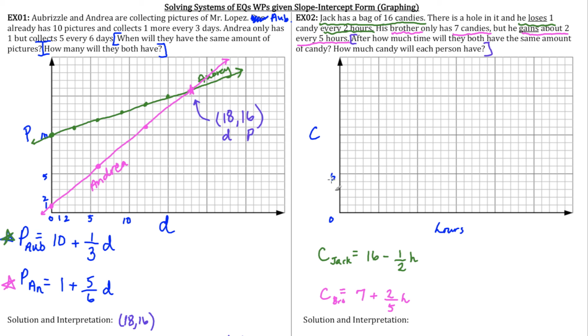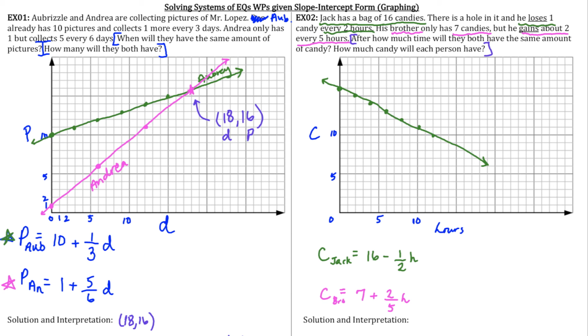So 0, and then here's 5, here's 10, because we're counting by fives. All right, so Jack starts off with 16, and he decreases about 1 every 2 hours, 1 every 2. The more dots I have, the better I think sometimes I make the line. Okay, that's okay, I guess. I hope it's not over here.